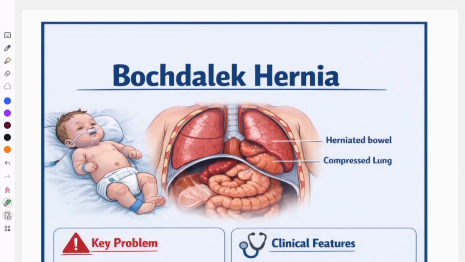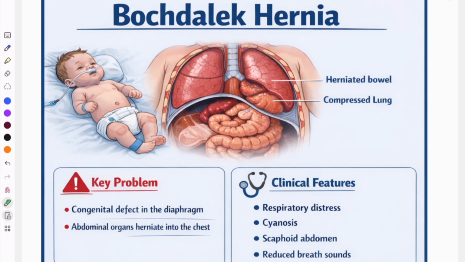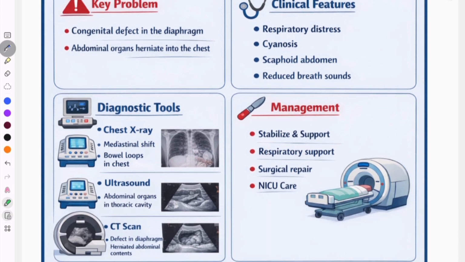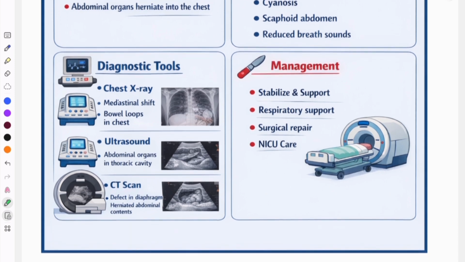Let's look one by one. Bochdalek hernia: the herniated bowel compresses the lungs, which causes respiratory distress, cyanosis, and a scaphoid abdomen, which leads to reduced breath sounds. The abdominal organs are herniated into the chest, which is common in congenital diaphragmatic hernia. On chest X-ray, you can see the mediastinal shift and bowel loops in the chest. We can see the abdominal organs in the thoracic cavity on ultrasound and CT imaging.